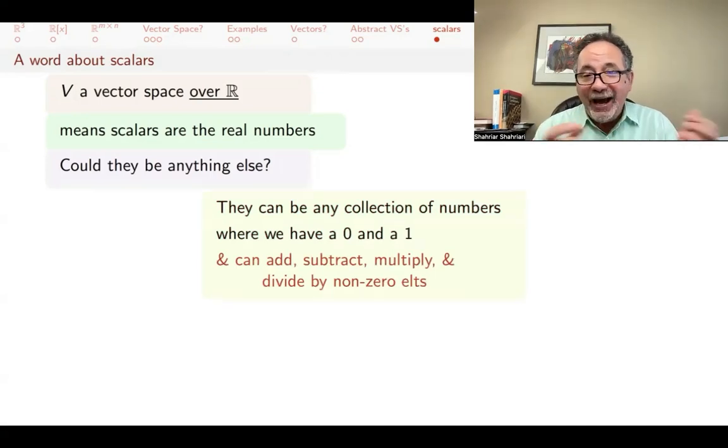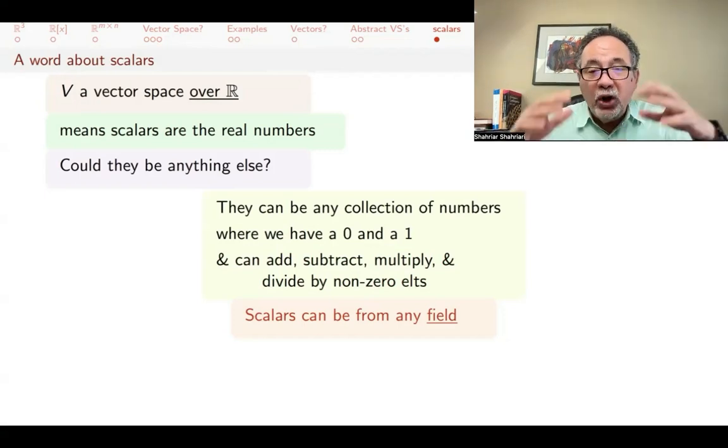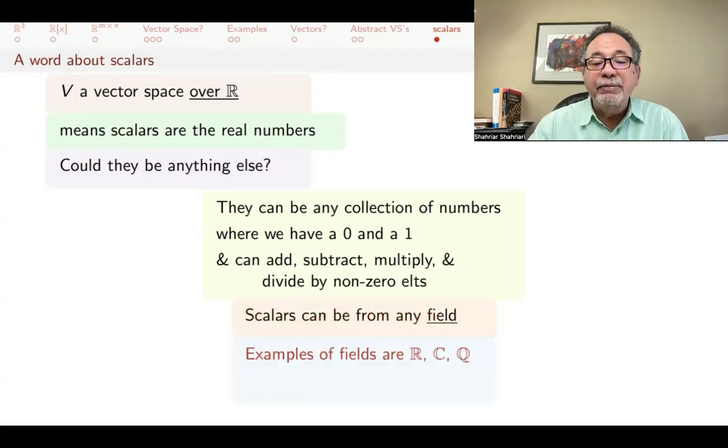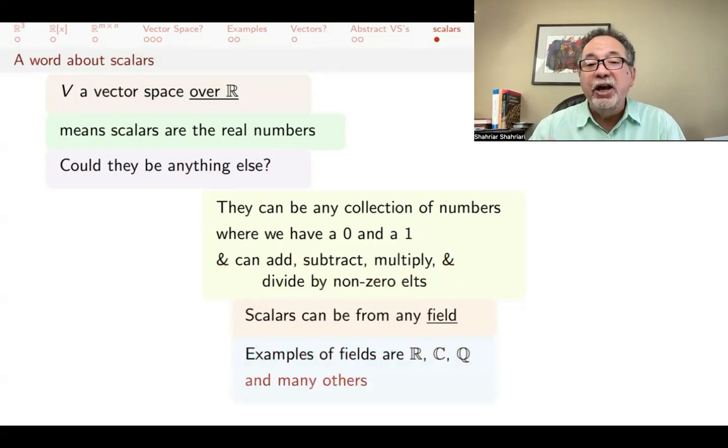0 is something that when you add to things, nothing happens. 1 is something that when you multiply by things, nothing happens. Whenever you have a 0 and a 1, and you can add, subtract, multiply, and divide by non-zero elements, we call that collection a field. And scalars can be from any field. Examples of fields are real numbers, but they're also complex numbers, rational numbers, and many others. We will have later videos on finite fields that have only a finite number of elements. So scalars can actually be a multitude of different things. When you go through linear algebra a second time or a third time, those scalars might take center stage.